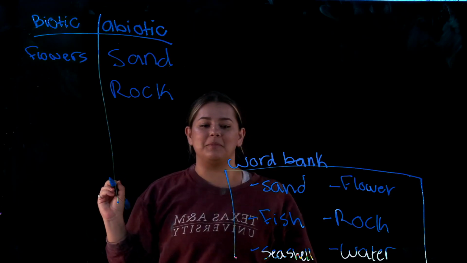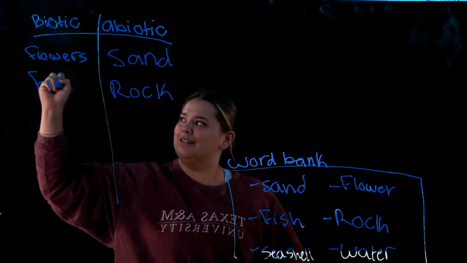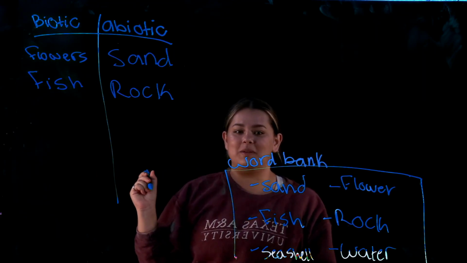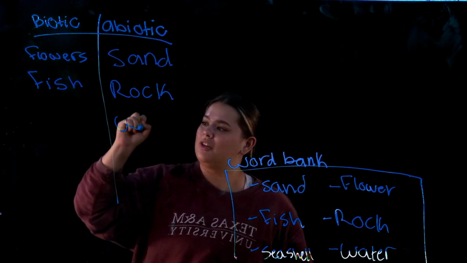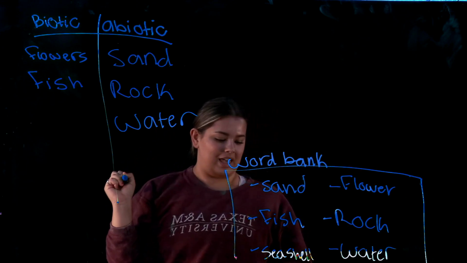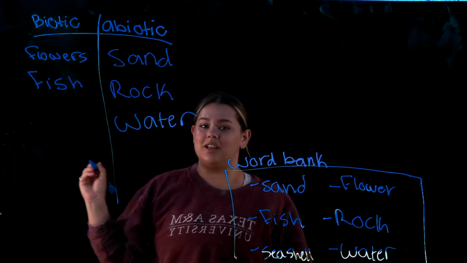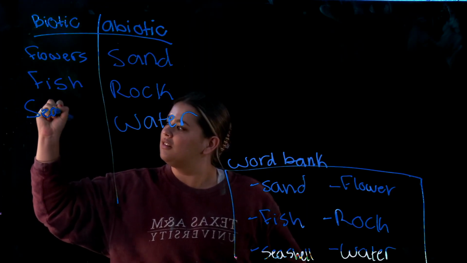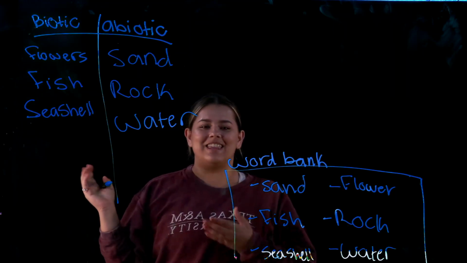Fish are biotic because they are living beings. Water is abiotic because it is not living and it is a physical characteristic of the ocean. And this one might be hard, a seashell. Seashells are biotic because they were once living organisms. And that is our T-chart.